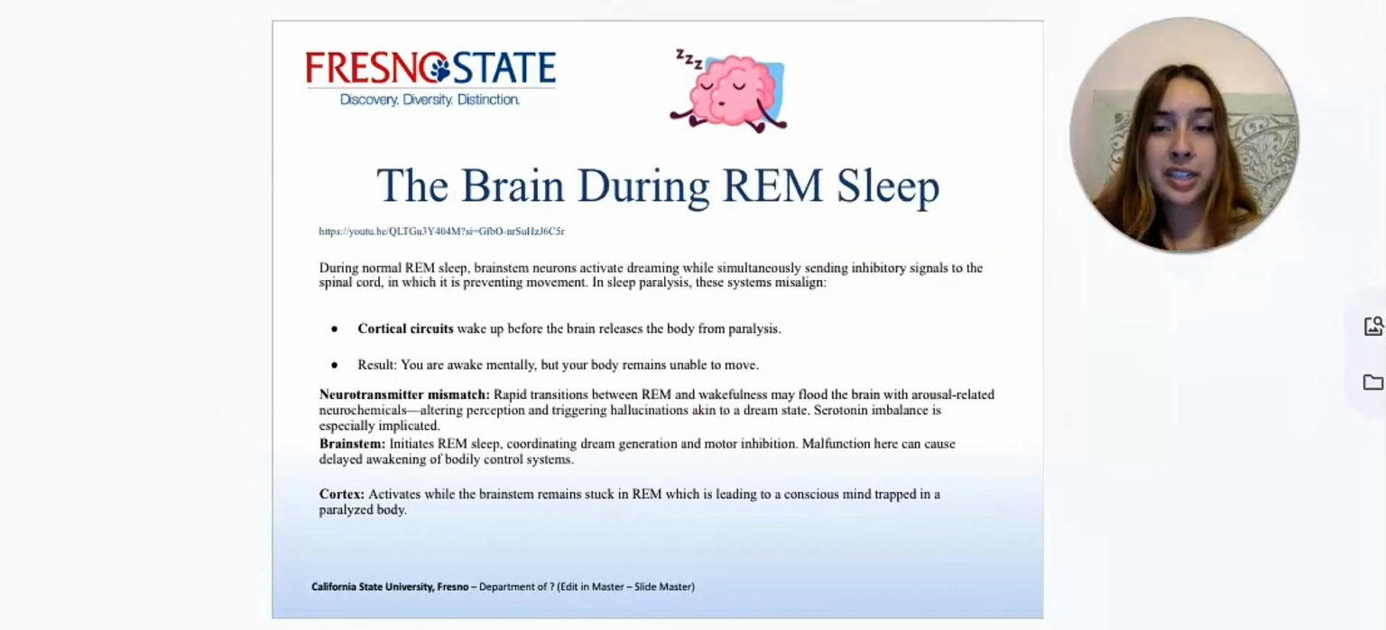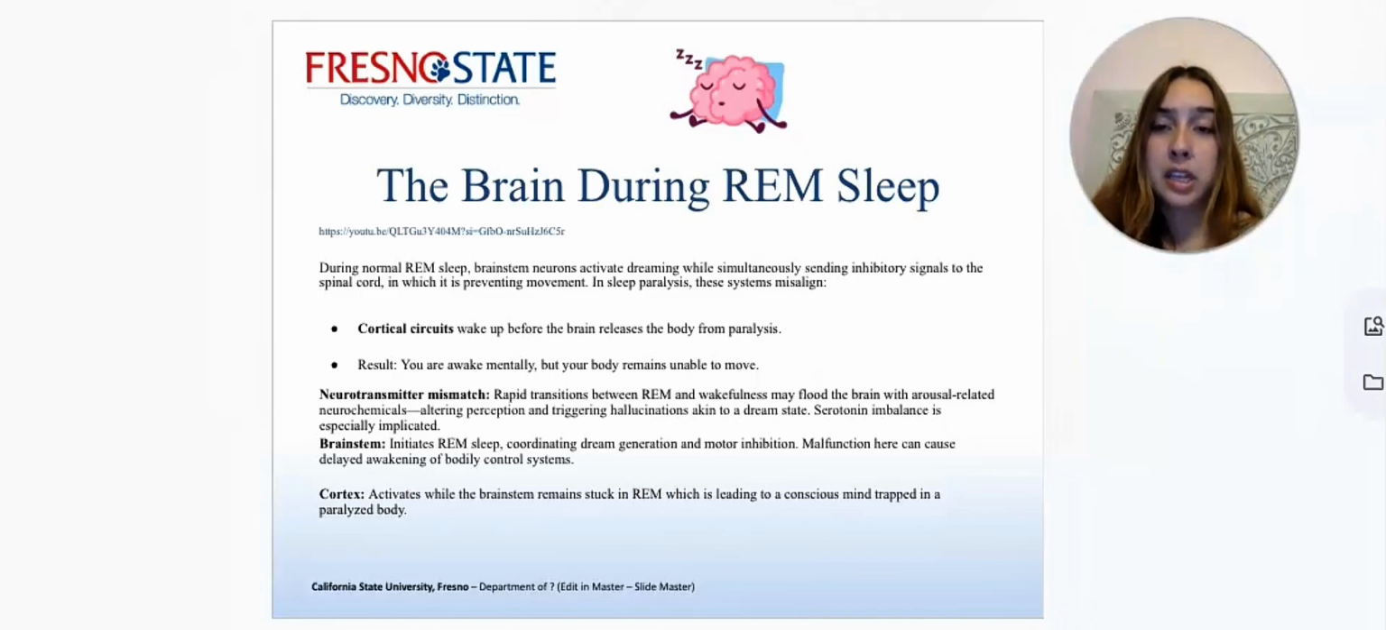I know this slide is a little all over the place, but basically, in normal REM sleep, just to break it down, the brain stem creates dreams and temporarily stops the body from moving. In sleep paralysis, the mind wakes up before the body does, so you're mentally awake, but your body's basically frozen. And quick switches between REM and waking up can cause the brain chemicals to get out of balance.